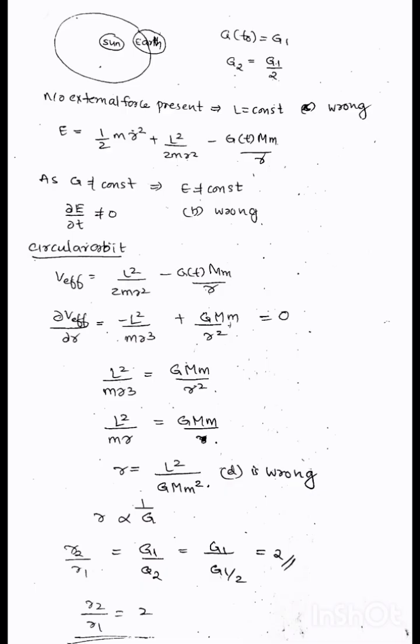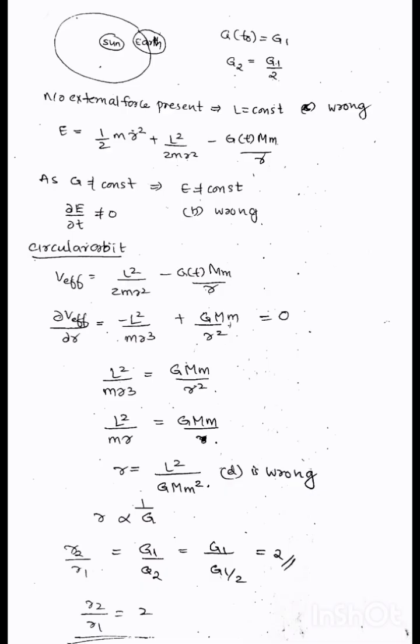So we can say that option B is also wrong, because the total energy is not constant, since it is mentioned that the gravitational constant is changing with respect to time. So option B is also wrong. Then for circular orbit, we know that V effective is equal to L square by 2m r square minus G of t M m by r. That is, dou V by dou r is equal to minus L square by m r cube plus G M m by r square is equal to 0.